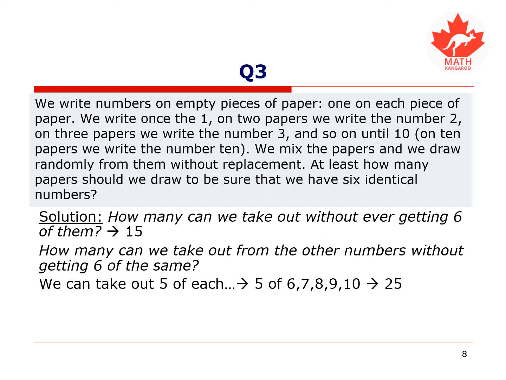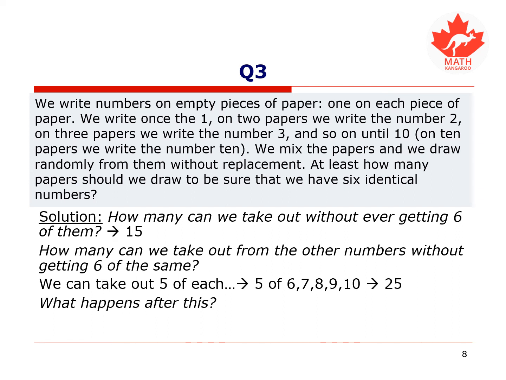By this point, they've already taken 40 pieces of paper out of this pile of 55, and still they have 1 one, 2 twos, 3 threes, 4 fours, 5 fives, 5 sixes, 5 sevens, 5 eights, 5 nines, and 5 tens. Talk about unlucky. But what happens on the next step?